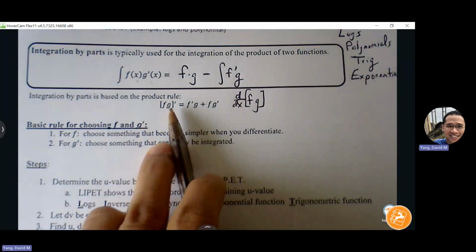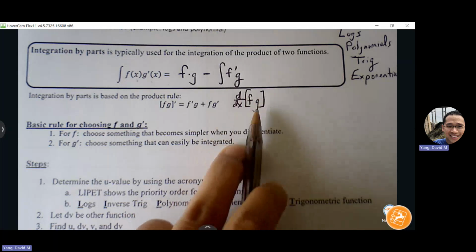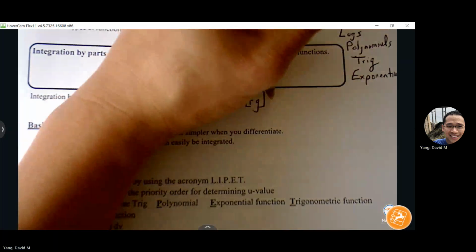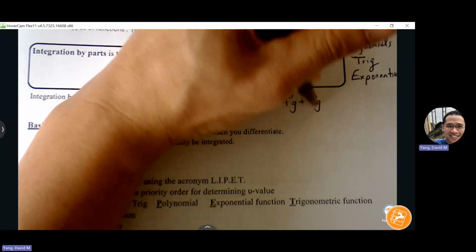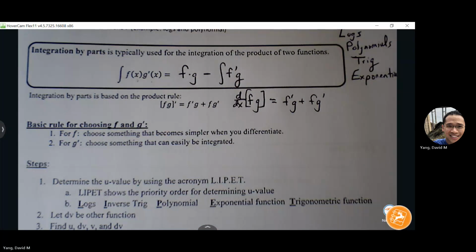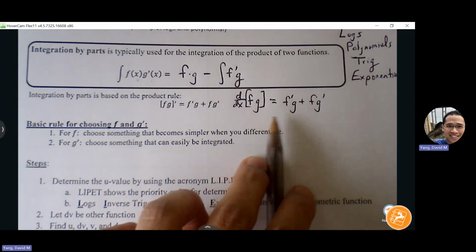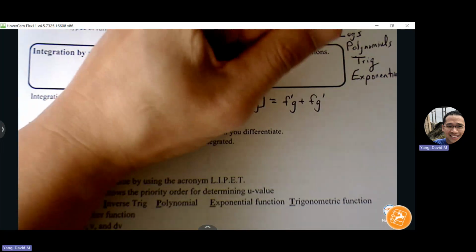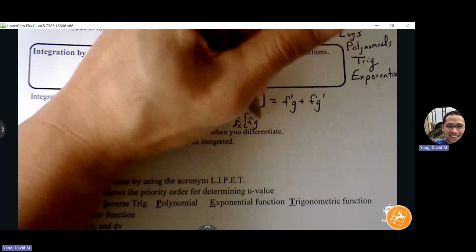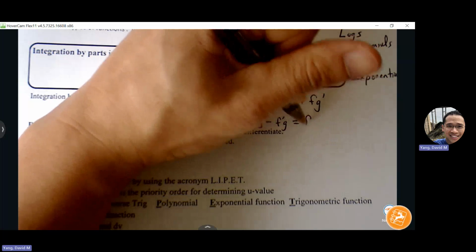So the product rule, the derivative of f times g, is equal to f prime g plus f g prime. And if I rearrange this, subtracting the f prime g to the left side, I will get the derivative of f times g minus f prime g is equal to f g prime.